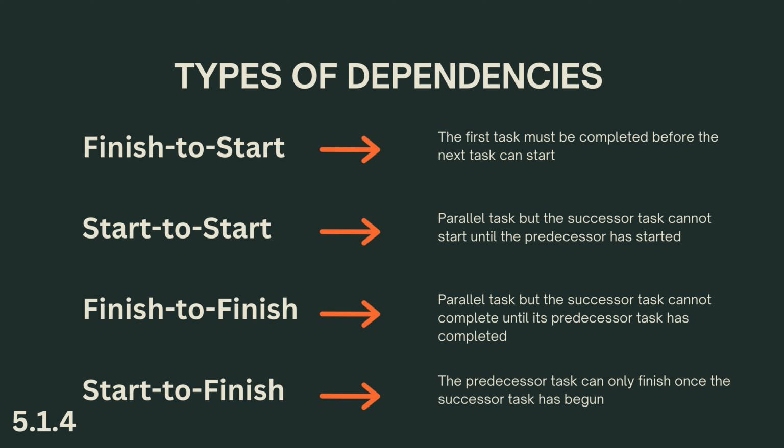In this scenario, the first task, the predecessor, must be completed before the next task, the successor, can start. For example, imagine a project to install new robotic machinery in a manufacturing company and train staff to use it. The training of staff, the successor task, cannot start until the installation of the robotic equipment, the predecessor task, is completed.